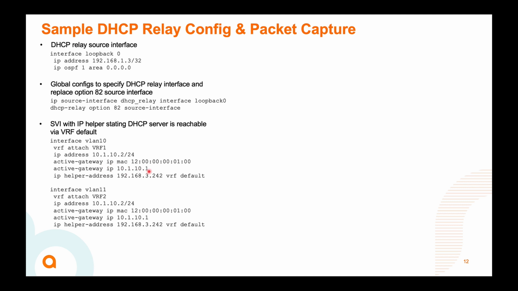This is your Anycast IP, Anycast IP and MAC address, and you have your IP helper that's pointing to the remote DHCP server that exists in the default VRF. It will be the same for multiple SVIs. So VRF2 will also point to the DHCP server through the default VRF.